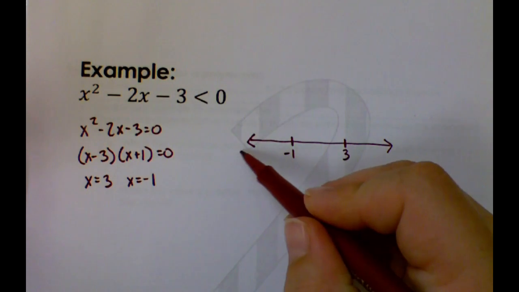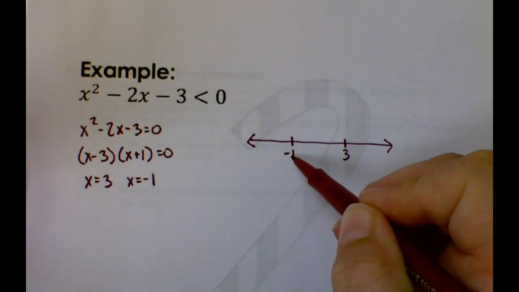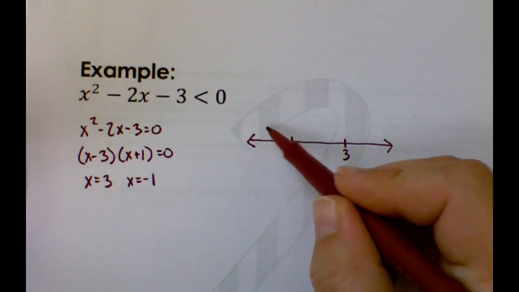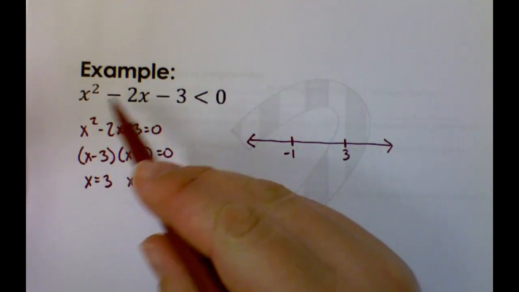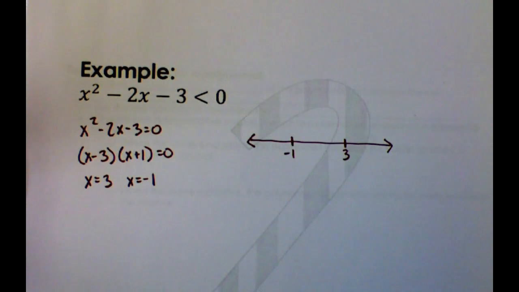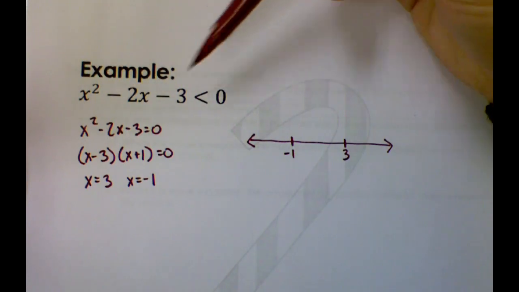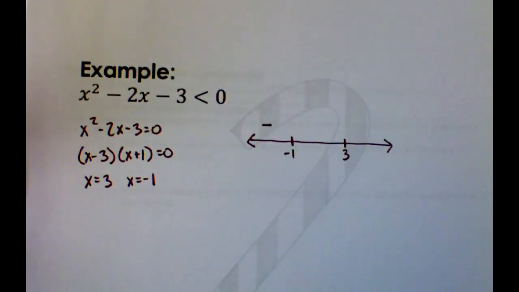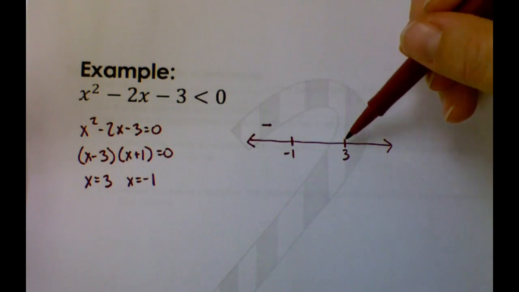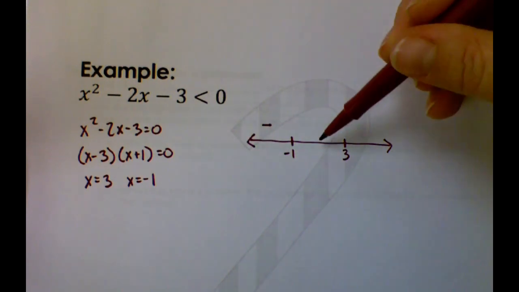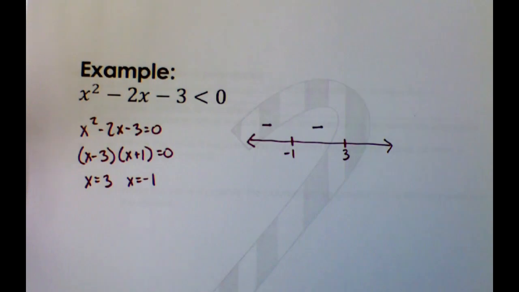My first test interval is negative infinity to negative 1. Well, take any number in that interval and plug it into my original function. I just need to know if it's positive or negative. Let's say I choose negative 2. I get 4 plus 4 minus 3. I get a negative. Pick any number between negative 1 and 3. I choose 0. I get negative 3.